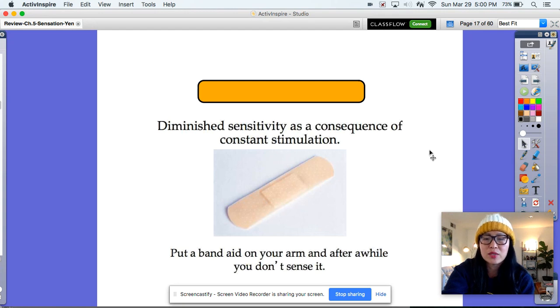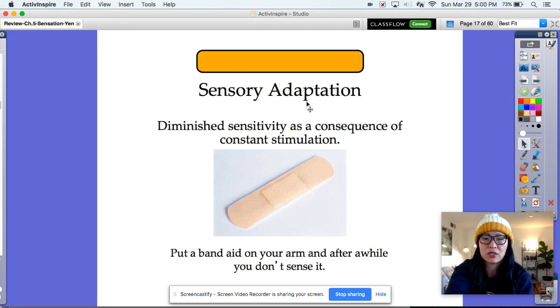Okay, this one is what we talked about, where if you are wearing something for a long period of time, like my glasses, my earrings, my ring, your clothes, your socks, most of the time we are not going to notice it, because that's called sensory adaptation. You adapt to sensations that are ongoing. So it's a diminished sensitivity as a consequence of constant stimuli. Most of us don't sit here and go, oh, I'm wearing socks right now, because you're constantly wearing socks. And so the constant stimulation is going to make you have a decreased sensitivity to it.